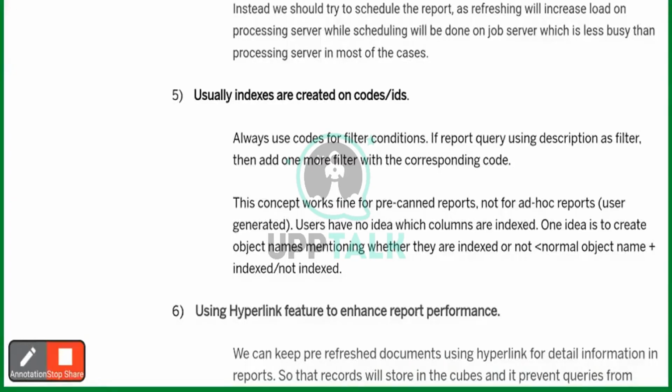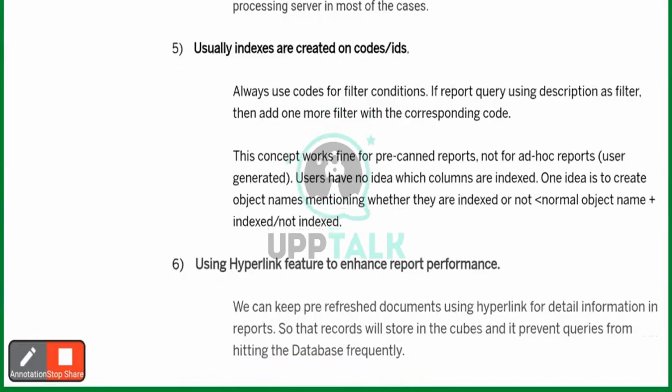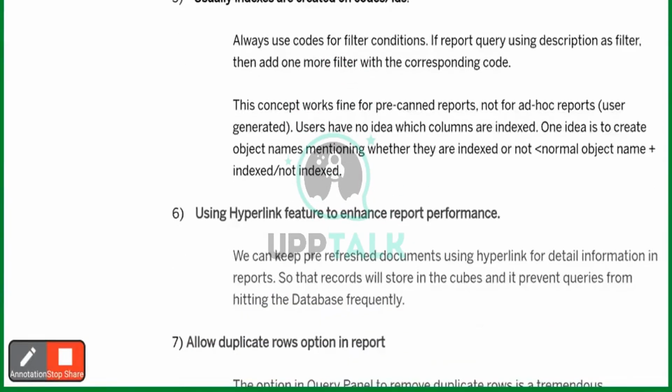And how about user-generated reports? Users have no idea which columns are indexed, because they just consume the report. They don't know the technical background. One idea is to create object names mentioning whether they are indexed or not. But that is also not possible in our universe layer, so that they would know this is indexed and this is not indexed.